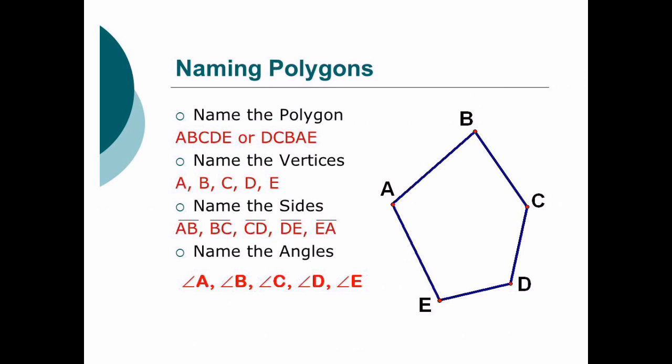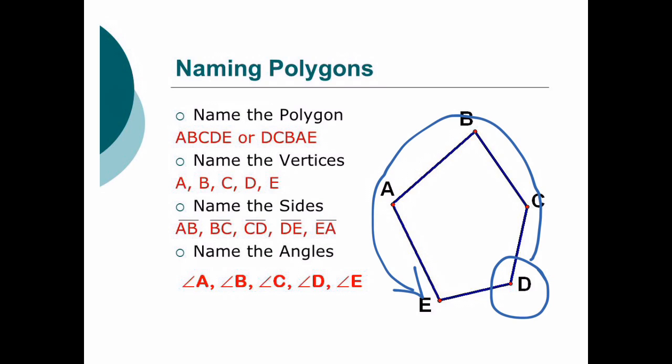When you name a polygon, you can start at any of the vertices, but then you have to go in order. So this first time they start here at A, and they go around B, C, D, E. Another way to do that is they start here at D, and they go C, B, A, E. And either one is fine. You can start at any vertex you would like, and you can go in either direction.